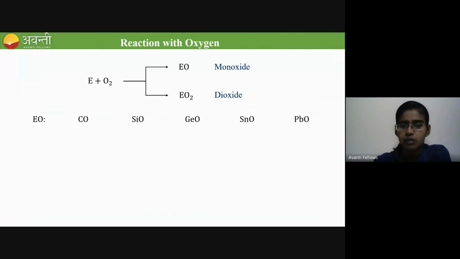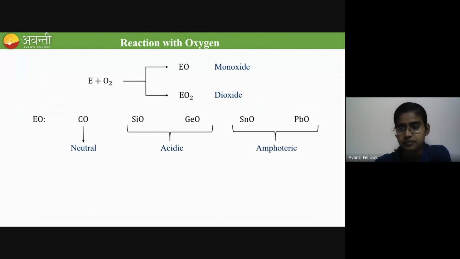Talking about the monoxides alone of the elements of group 14, among these 5 monoxides, carbon monoxide is neutral. It is the one neutral compound. Silicon and germanium monoxides are acidic. And the last two are amphoteric. Okay. Just take it down. All these are very important.